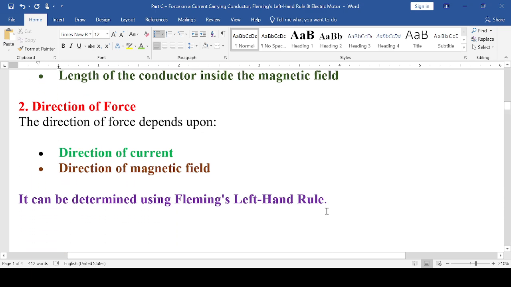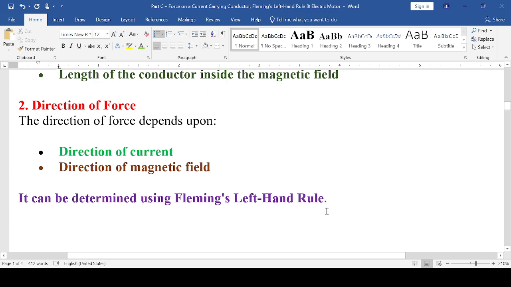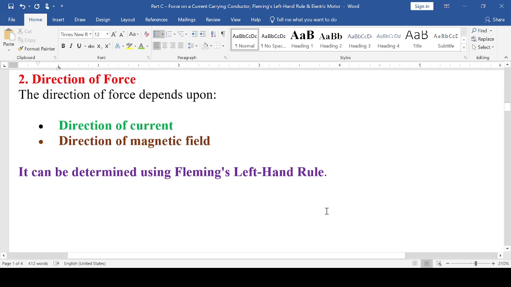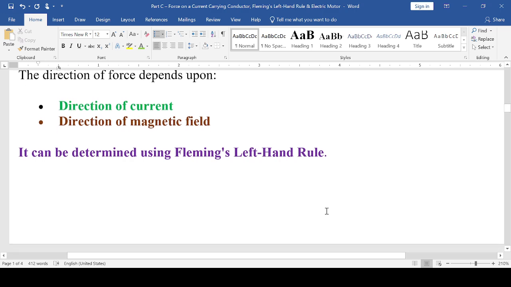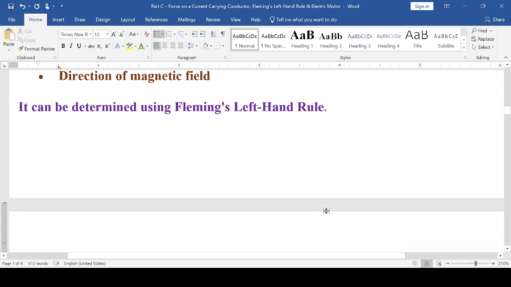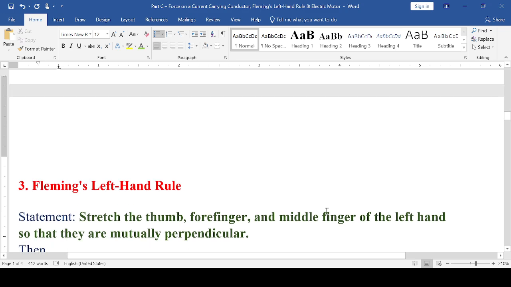Direction of force. The direction of force depends upon the direction of the current and the direction of the magnetic field. What are the two factors? They are the direction of the current and the direction of the magnetic field. This can be determined by using Fleming's left hand rule, which we have studied in the earlier class, and again we are going to continue with Fleming's left hand rule.